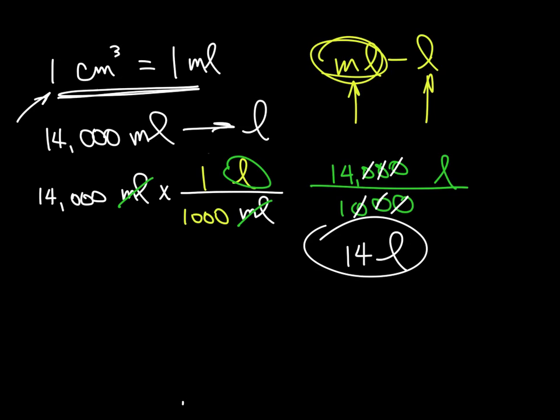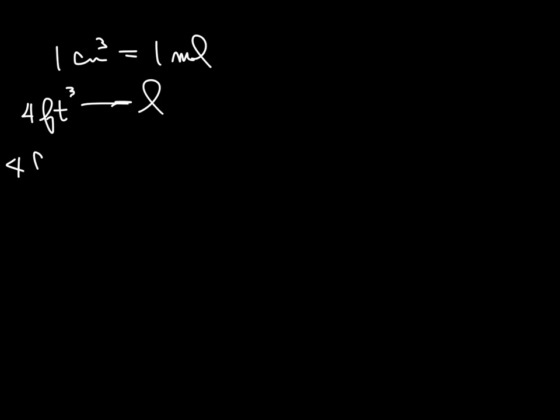Okay, let's look at the next example, 79.2. So I'm going to go ahead and put my 1 cubic centimeter equals 1 milliliter, just so I remember that. And it says convert 4 cubic feet to liters. Alright, so we're going to write 4 feet cubed, and that 3 there means that we do 1, 2, 3.